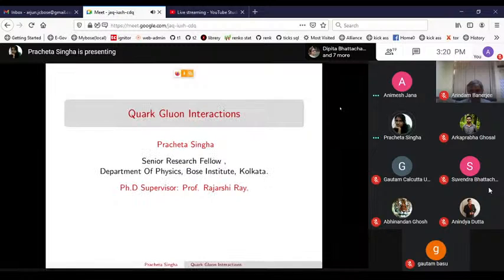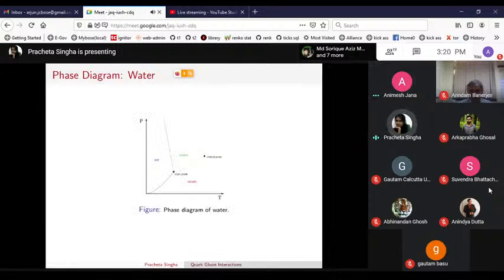So, hello everyone, this is Procheta Shingo, and today I will talk about quark-gluon interaction. My PhD supervisor is Professor Rajesh Shire, and let me start with a very known picture to all of us. This is the phase diagram of water, where different phases of water are shown depending on various control parameters like temperature along the x-axis and pressure along the y-axis.